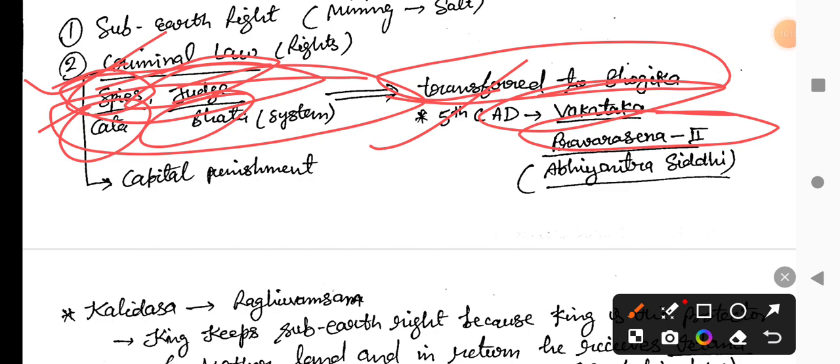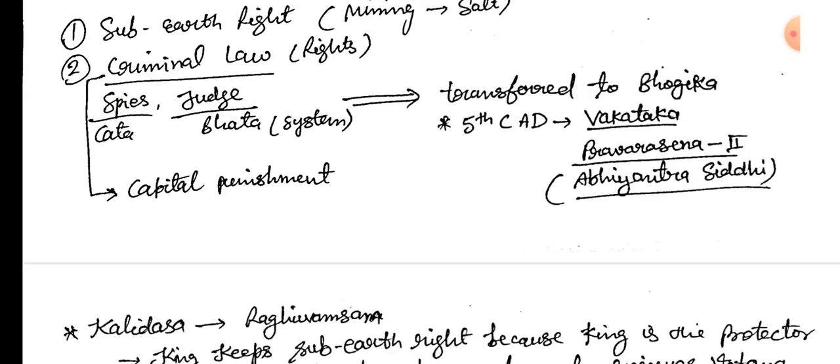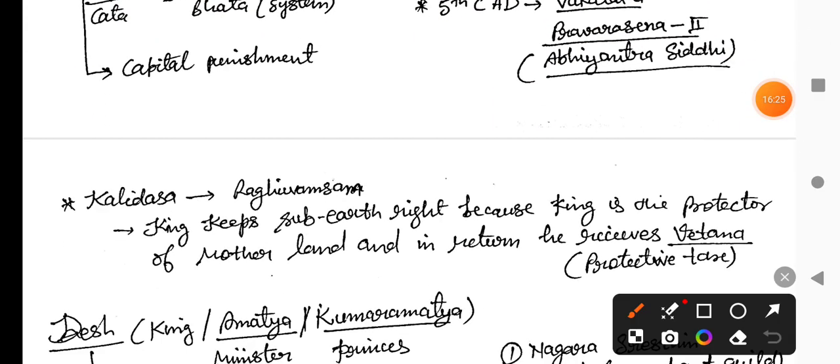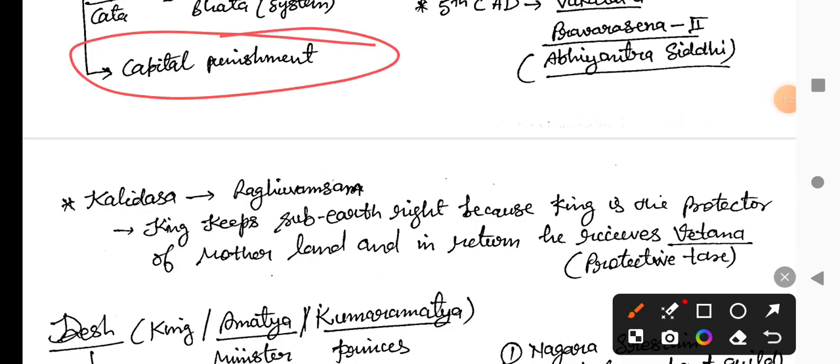And the evidence for it, we will know about Abhyantra Siddhi. Abhyantra Siddhi has written about this chat-bhat system. And capital punishment was also prevalent.